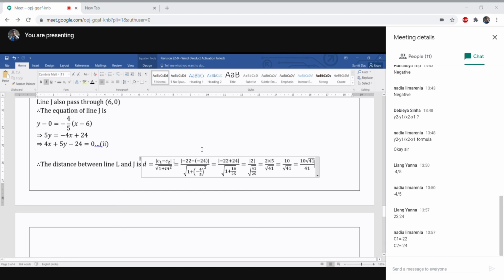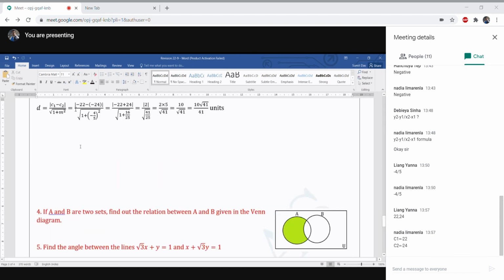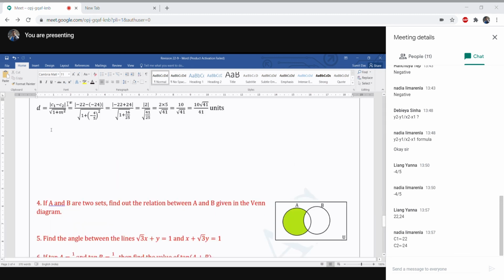But remember, for C1 and C2 you have to take care carefully. Then the next question. Don't forget this one. It will be in units because this is the distance, right? So don't forget to write the unit. Then the next question, I think everyone did.